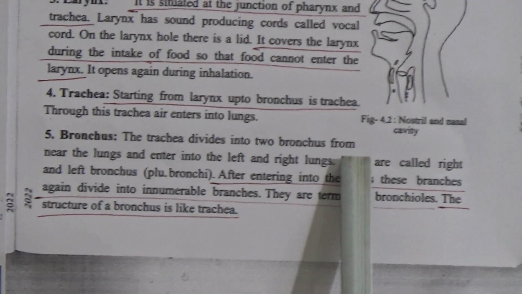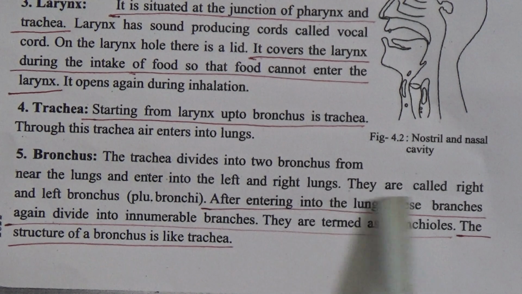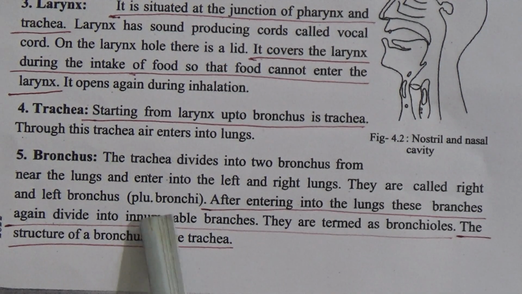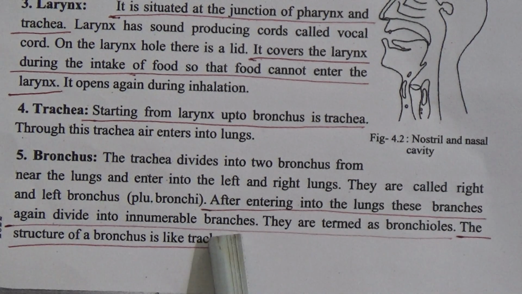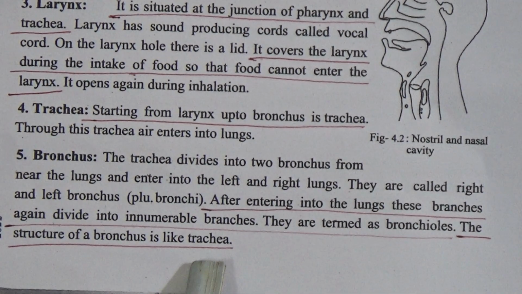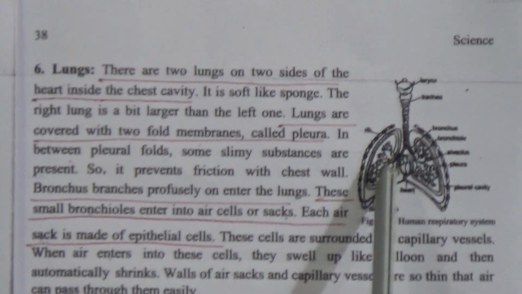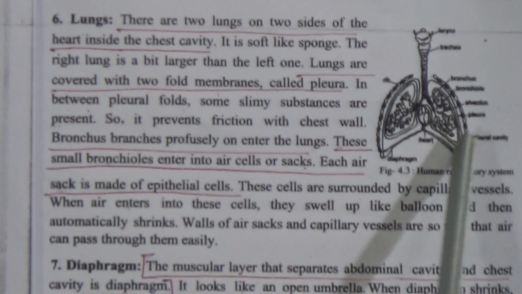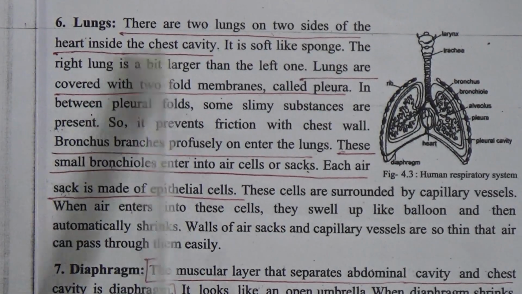Now bronchus. The trachea divides into two branches near the lungs and enters into the left and right lungs. They are called right and left bronchus. After entering into the lungs, these branches again divide into innumerable branches. They are termed bronchioles. The structure of a bronchus is like a trachea. Here you see the trachea gets inside the lungs and divides into different parts, and they are called bronchus, like a flower.